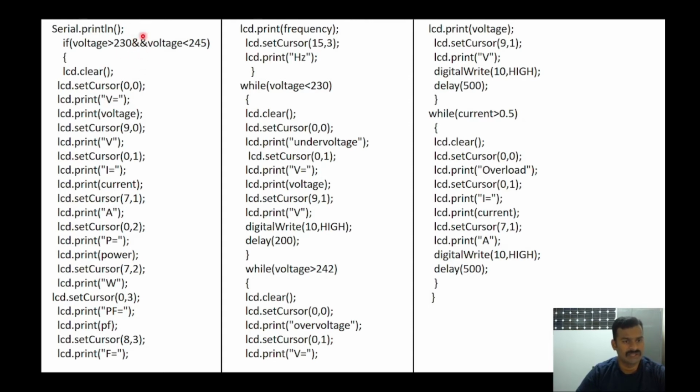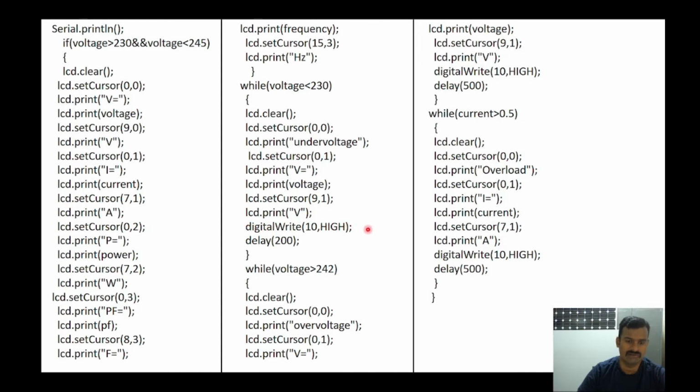If this condition is satisfied, it will display all the electrical parameters, and the load will be activated. So the load will be operating now. It will display the load voltage, and then current and power factor, power, energy, all the electrical parameters. If this condition is not satisfied, then it will come to voltage less than 230. That means it is an under voltage. When this condition, voltage less than 230, is satisfied, then the relay will be off. You can see digitalWrite 10, HIGH.